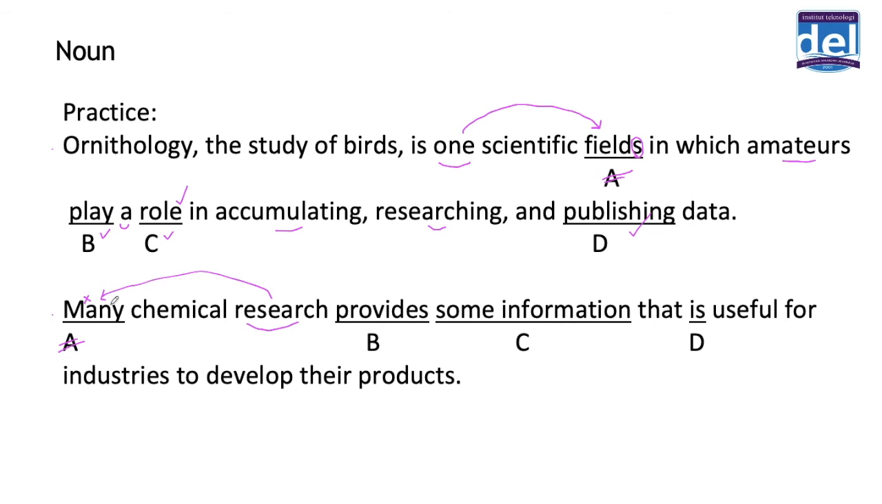Let's review the other options, shall we? B is correct because the subject is an uncountable noun, yeah, research. And an uncountable noun is categorized as a singular subject, so B is correct, provides. C is correct, some information, some is okay for an uncountable noun like information. D is correct because this verb is a singular verb and it is related to this noun. Anyway, I reviewed the other options just so you know, okay? In the real test, if you are sure of your answer, then you can go on to the next question. You don't have to spend your time to review everything, okay?